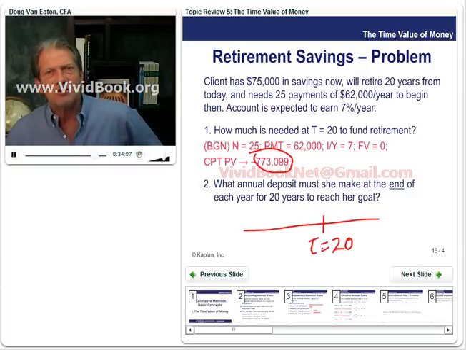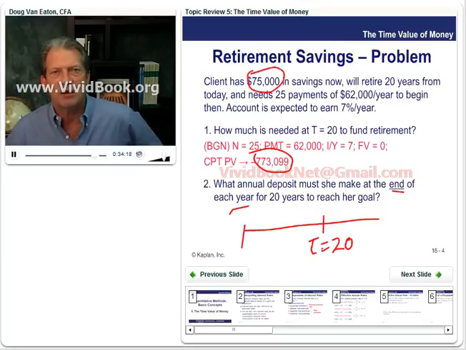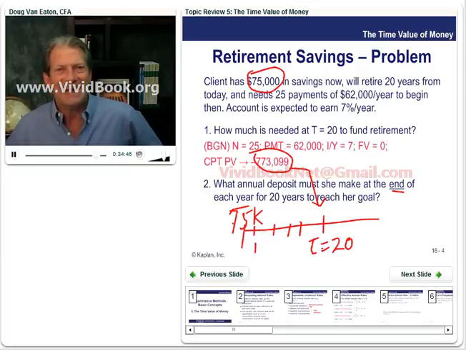So now that's going to be our future value. And when do these payments come? They come at the end of each year, and we know the client has $75,000 in savings now. So let's put 75K in savings, and the question becomes, how much do we have to deposit each year, starting a year from now at time 1, in order to have this $773,099 at time 20.